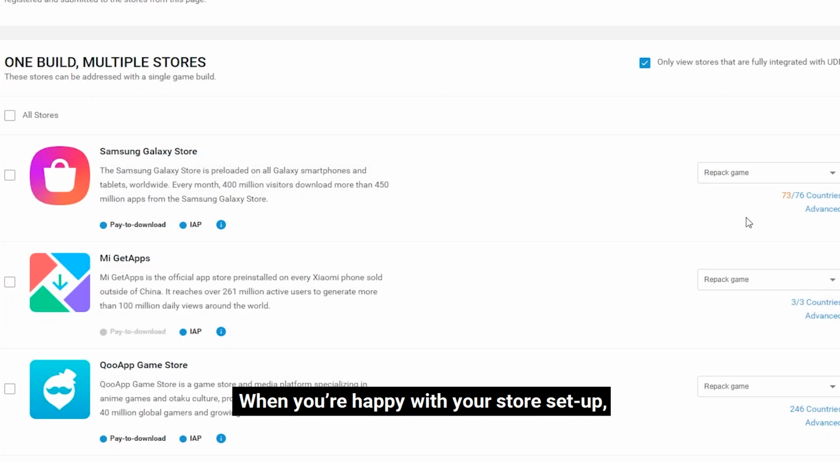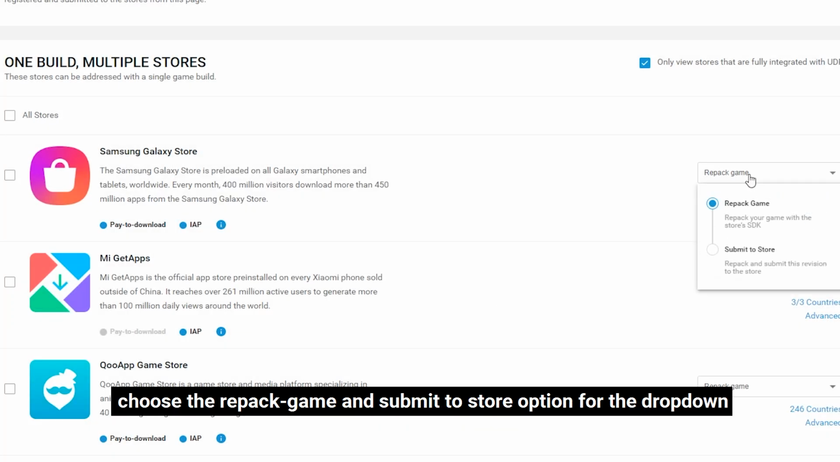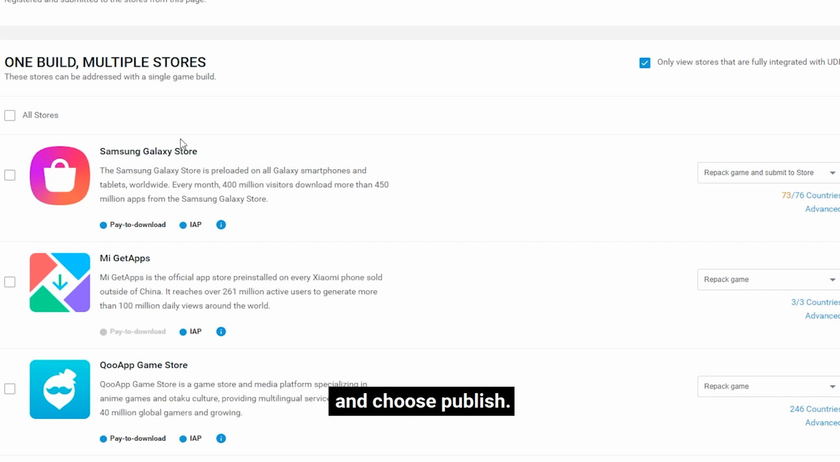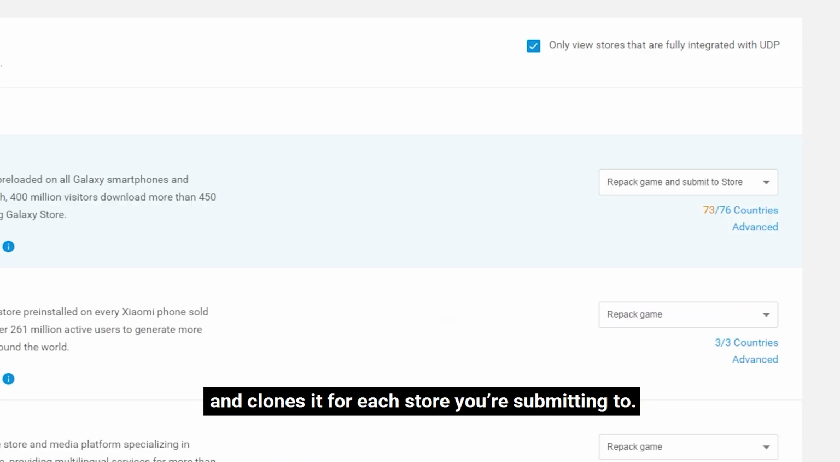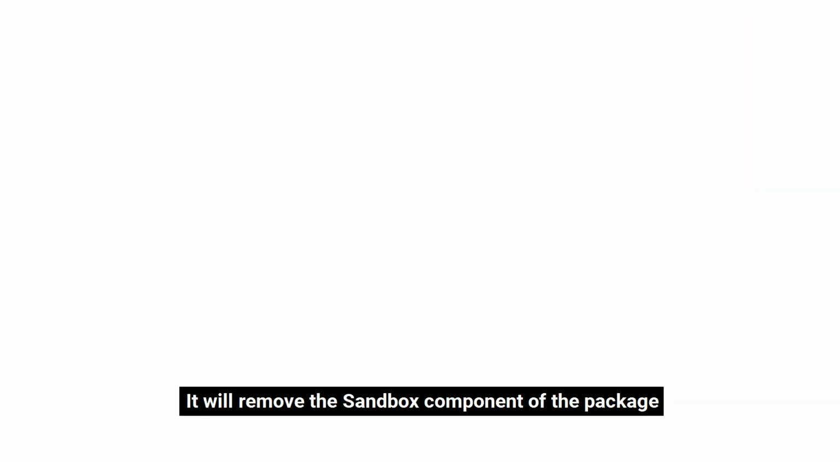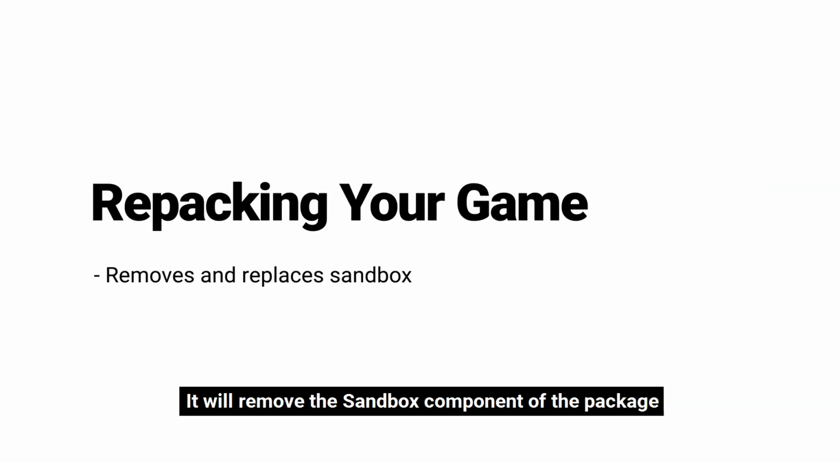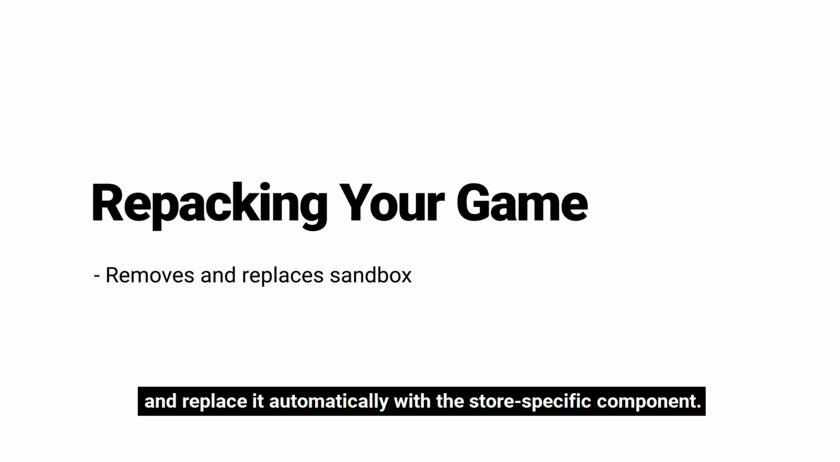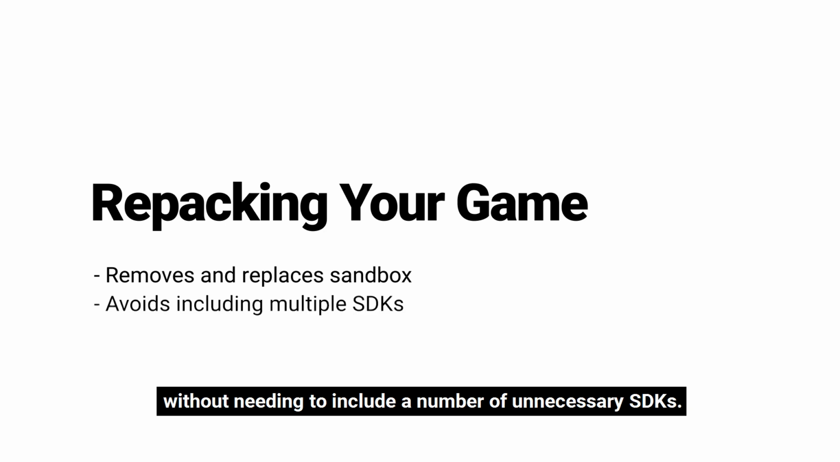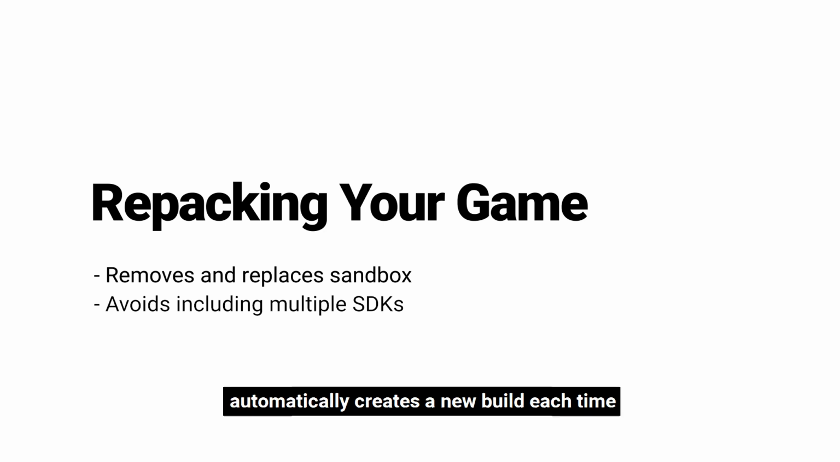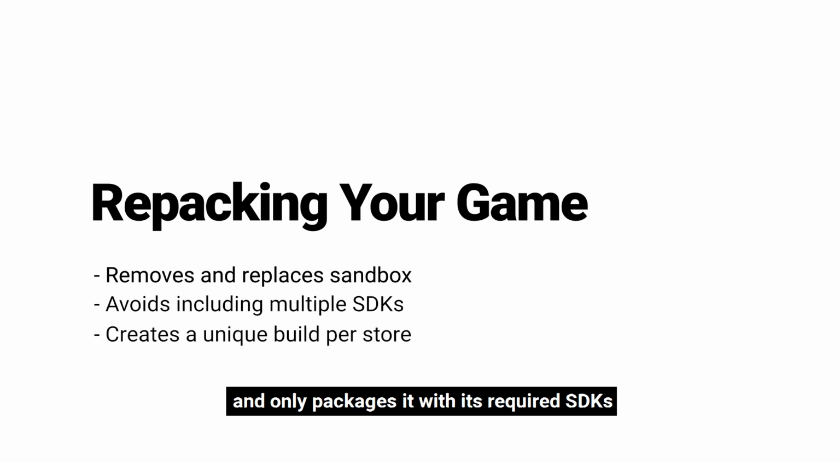When you're happy with your store setup, choose the Repack Game and Submit to Store option from the dropdown and choose Publish. Repacking takes your UDP build and clones it for each store you're submitting to. It will remove the sandbox component of the package and replace it automatically with the store-specific component. This allows you to submit your game to a store without needing to include a number of unnecessary SDKs. The Unity Distribution Portal automatically creates a new build each time and only packages it with its required SDKs for the store you're submitting it to.